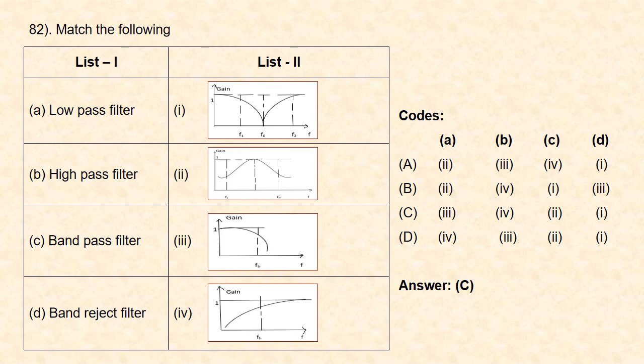And band pass filter. Here the band pass filter passes the frequencies between upper and lower cutoff frequencies. So here figure 2 is the valid one for band pass filter, and for band reject filter, it allows frequencies beyond upper and lower cutoff frequencies. So first figure is for band reject filter. Hence option C is the correct answer.